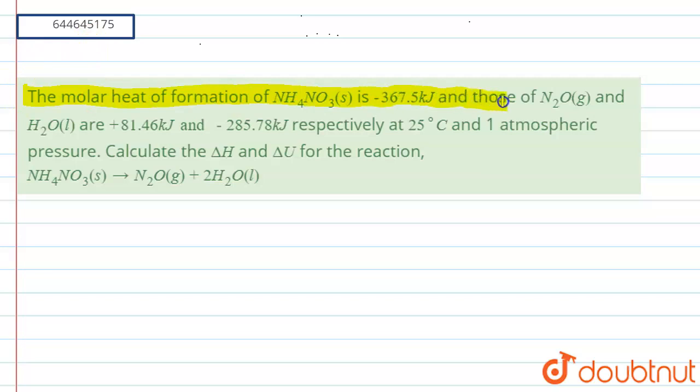Hello everyone, so in this question it is given the molar heat of formation of NH4NO3 solid is minus 367.5 kilojoule and those of N2O gas and H2O liquid are plus 81.46 kilojoule and minus 285.78 kilojoule respectively at 25 degrees Celsius and 1 atmospheric pressure.